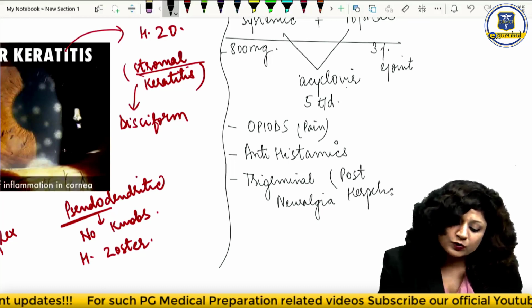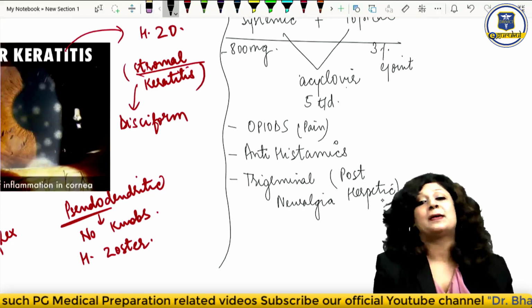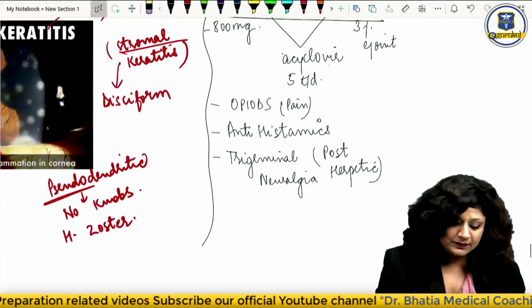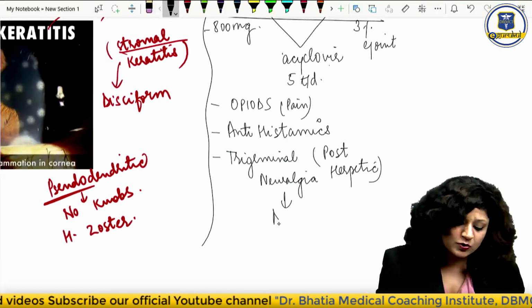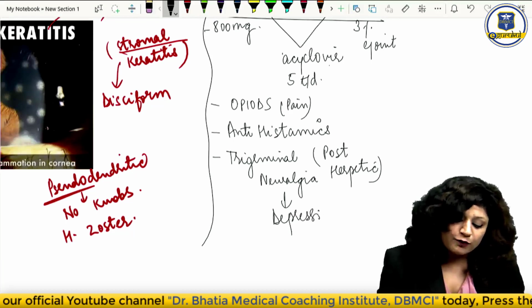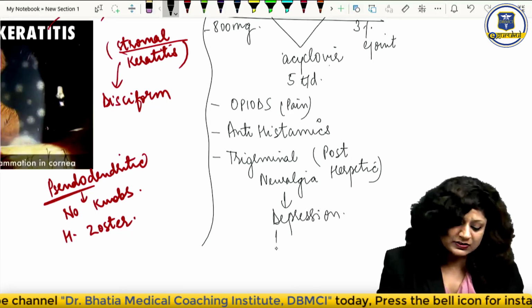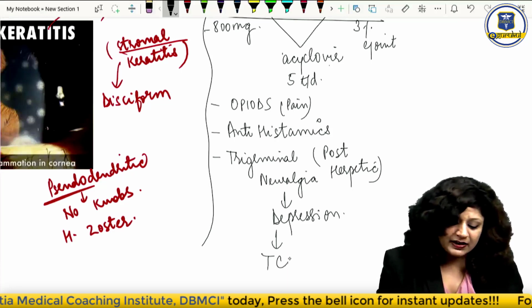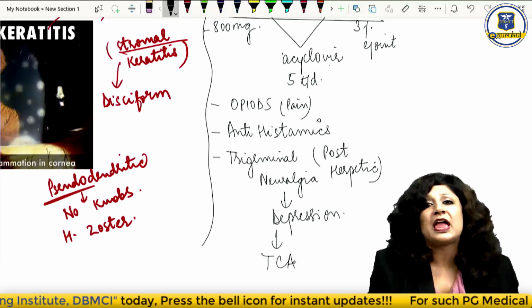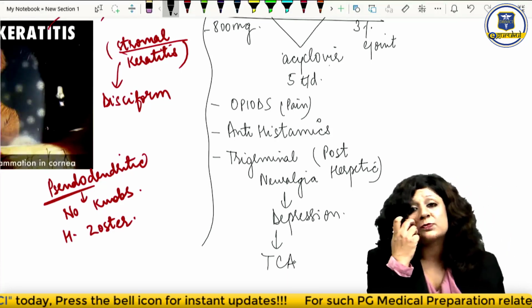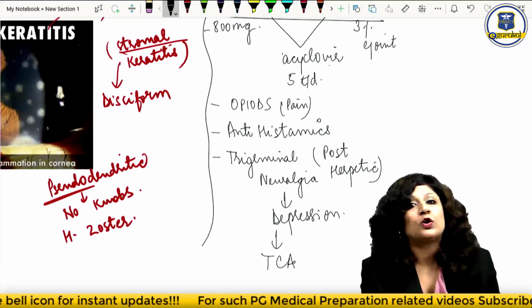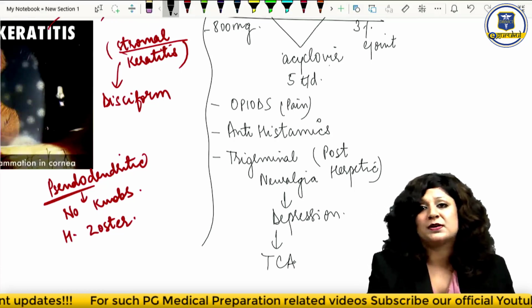Even when the acute phase is passing, the patient continues to have pain. A lot of patients go into depression. Now for this depression, what we can give is the tricyclic antidepressants. Usually we use amitriptyline. So likewise, because you are having the systemic involvement also, you have to give the systemic treatment also.